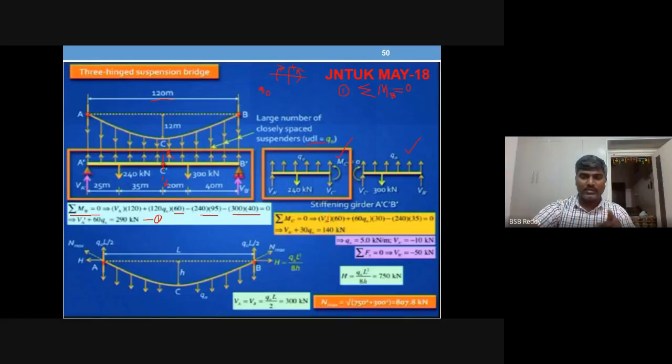So VA dash into distance, half distance, half of 120, 60. Plus, same, left clockwise, Q naught. Q naught is upward, you see. Don't think that the UDL, as we have assumed this as UDL, will be downward. It will be upward. So 60 Q naught into 30, half of the distance. Half of 60 is 30.